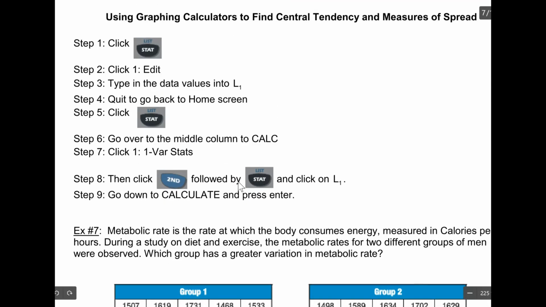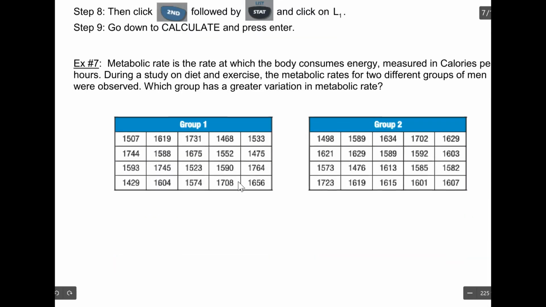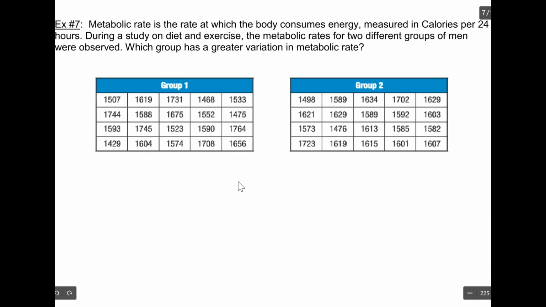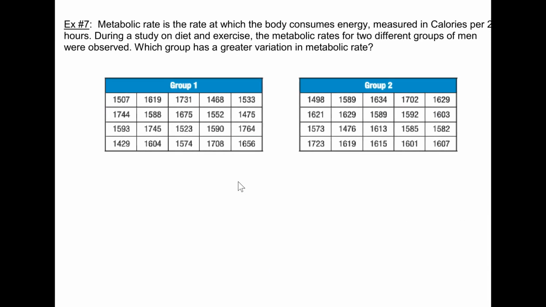Okay, so this tells you how to find measures of spread. Here, the metabolic rate is the rate at which the body consumes energy, measured in calories per 24 hours. During a study on diet and exercise, metabolic rate for two different groups of men were observed. Which has higher variation? So we're looking for higher variation. First, let's see what the range tells us.